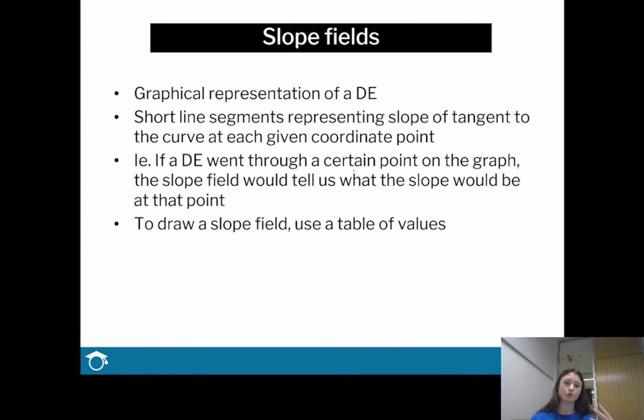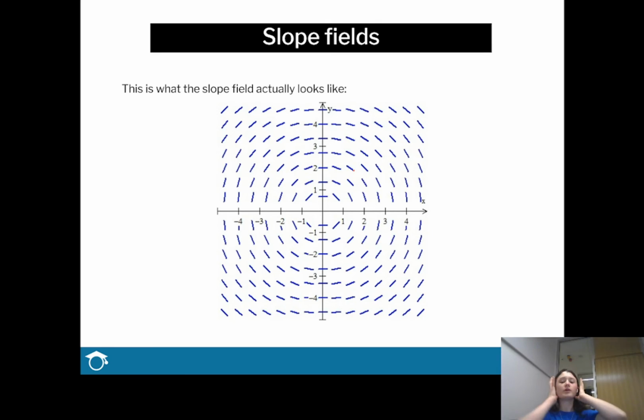And what we need to do to make a slope field is make a table of values. So here we have what a slope field would actually look like. And what we need to do to achieve this is make a table of values with the x and y coordinates along the top, and then the derivative at that point along the bottom. So we might even have to use maybe implicit differentiation to get to the derivative function, and then your derivative is going to be dependent on both x and y, so it might be a little bit more complex.